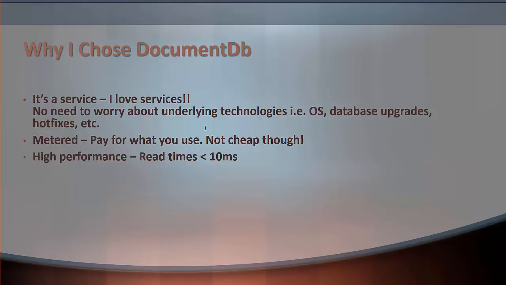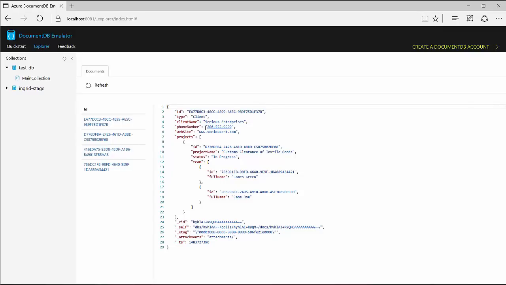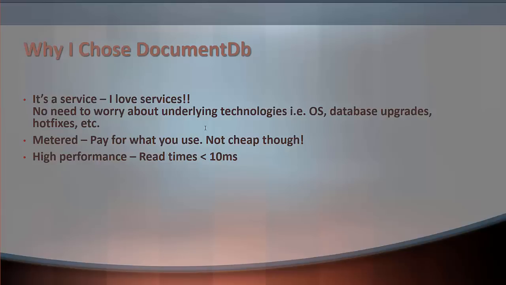Next is high performance. Read times less than 10 milliseconds. In my personal experience, I'm looking at 5, 6, 7 milliseconds, and that's pretty good. Why? Because in that 5, 6, 7 milliseconds, I got everything I needed. I pulled a JSON object that contains everything I need. So it's not like I have to worry about joins and things like that. I hit the database once, I pulled a single JSON object, and I have everything I need. And I got that in about 5, 6, or 7 milliseconds.